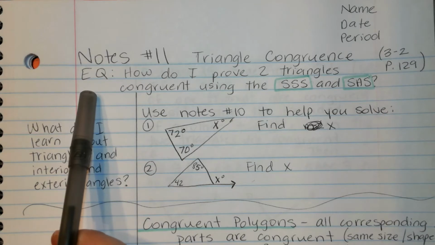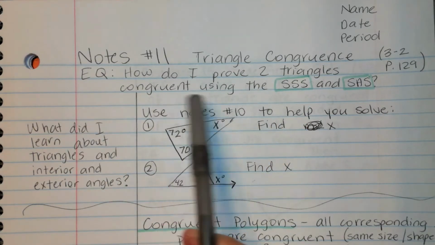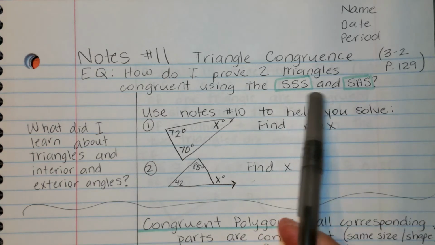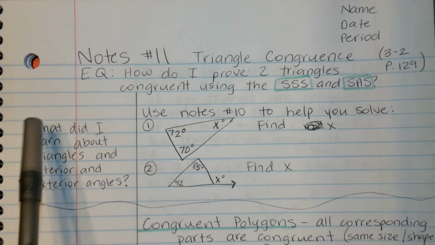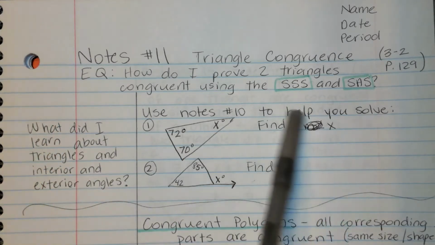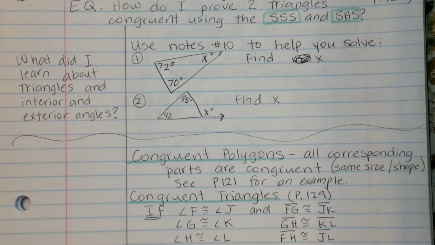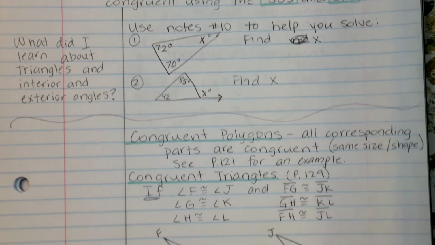The essential question for these notes is, how do I prove two triangles congruent using the SSS and SAS? As we go through notes, you'll figure out what those stand for. You should have the warm-up already done. We should have done that in class. So we're going to just move on up. These actual notes are not that much, but we will do some examples.